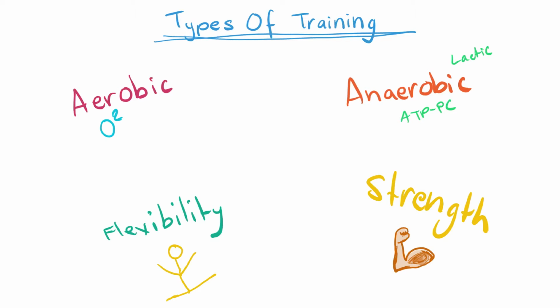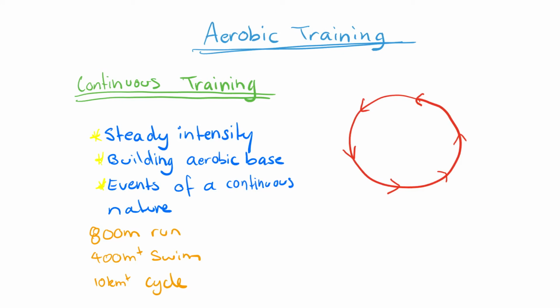There are 4 types of training that we will look at in this course. We have aerobic training, anaerobic training, flexibility training and strength training. As mentioned before, this video has a look at the aerobic training method. So as mentioned before, we have 4 different types of aerobic training. We'll start with the continuous training method.